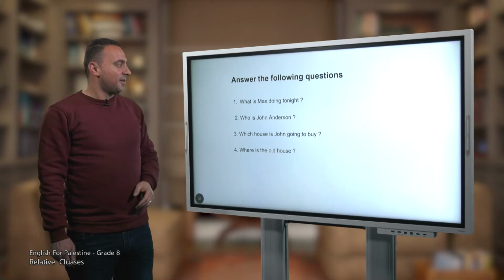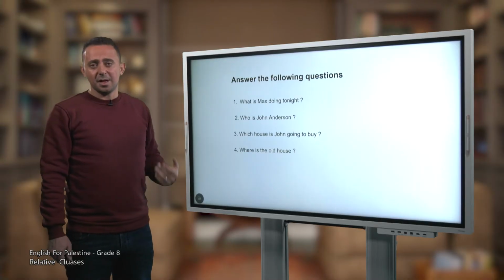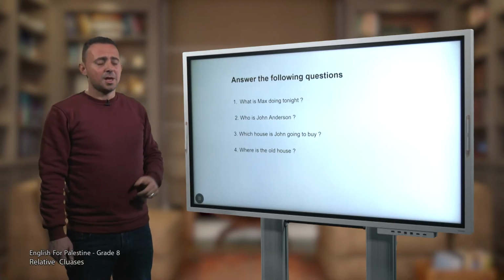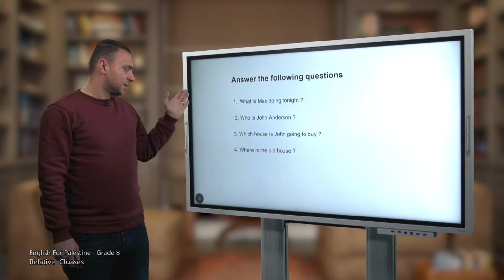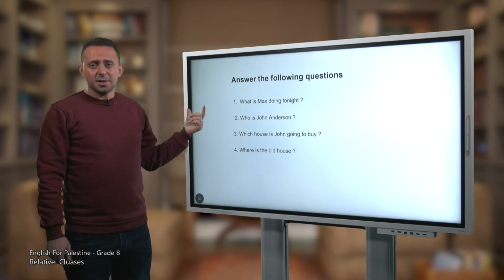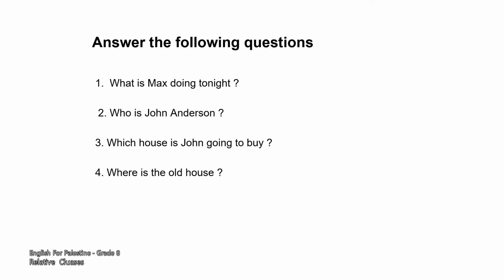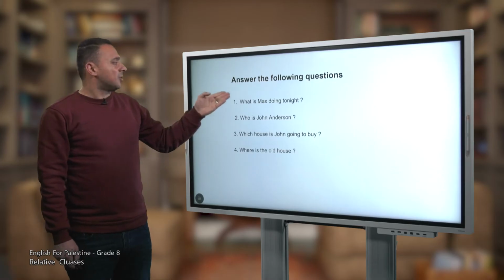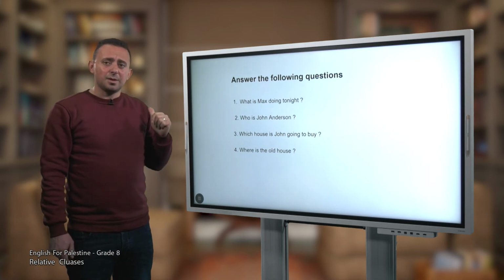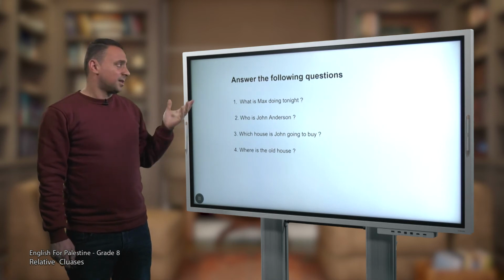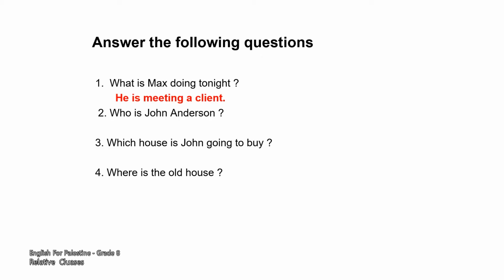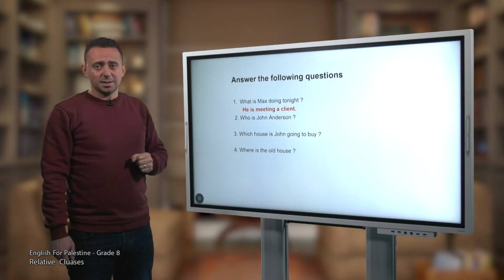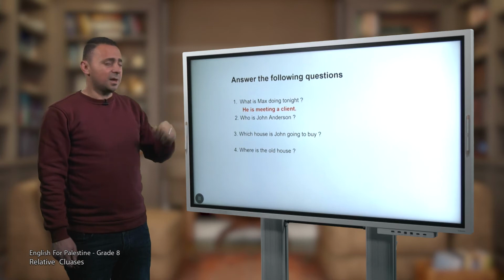After we have read the dialogue between Jamal and Max, we will answer some of the questions. The first question is, what is Max doing tonight? If you go back to the dialogue, you will find the answer: he is meeting a client.